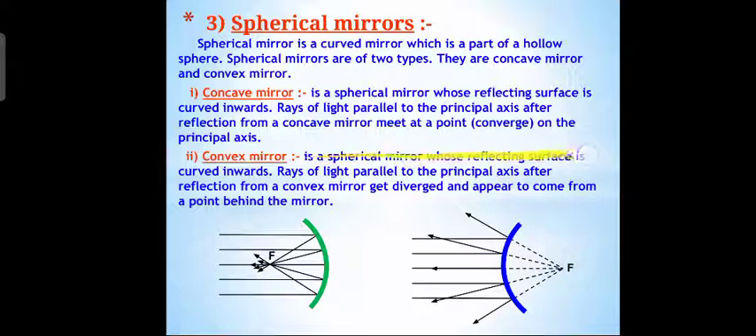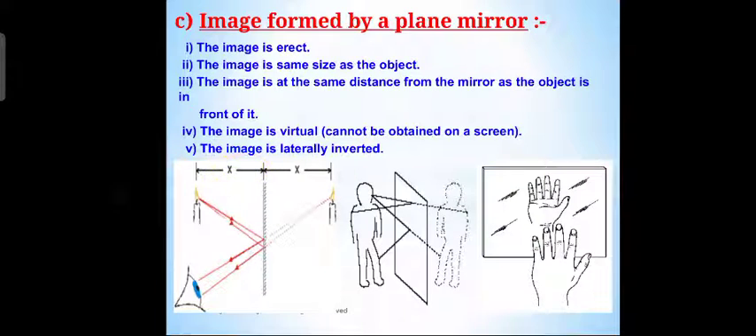It's a spherical mirror whose reflecting surface is curved outward, curved inward. यहाँ पे गलत लिखा हुआ, outward होना चाहिए क्योंकि यहाँ पे सेम हो गया. Wait a minute.